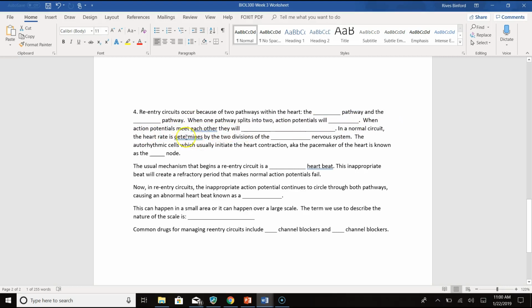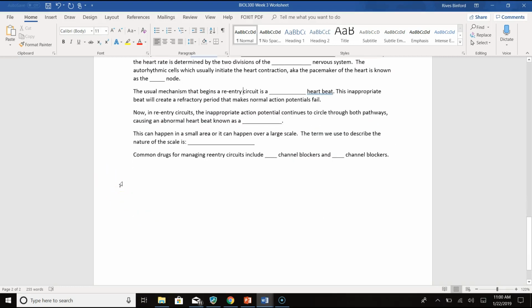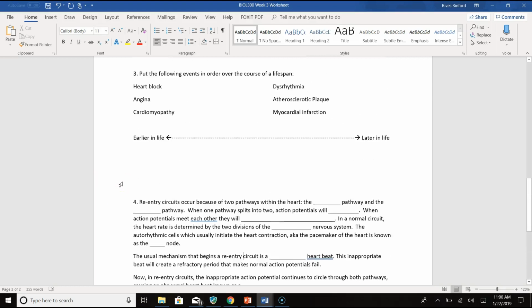In a normal circuit, the heart rate is determined, typo, by the two divisions of the blank nervous system. The autorhythmic cells, which usually initiate the heart contraction, also known as the pacemaker of the heart, is known as the what node. I think even from my lecture, you should be able to get most of this, but in case you have any questions, you are more than welcome to email me.